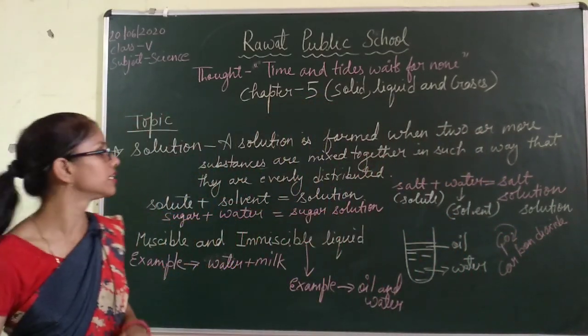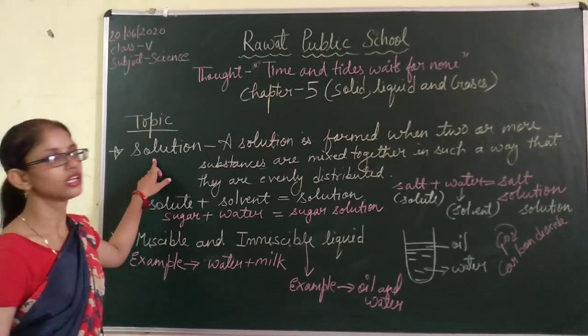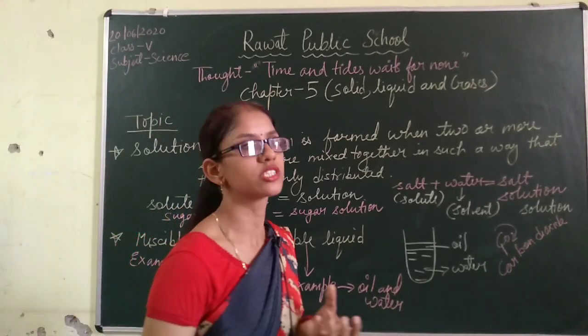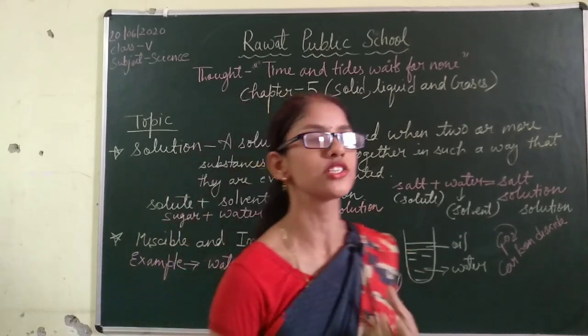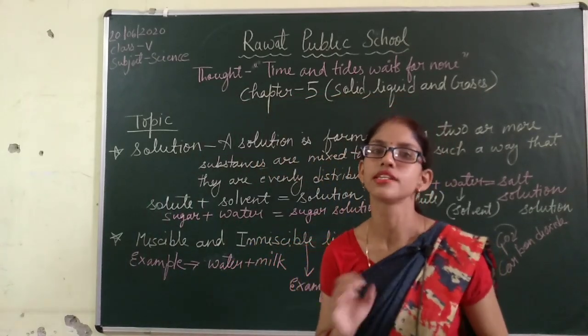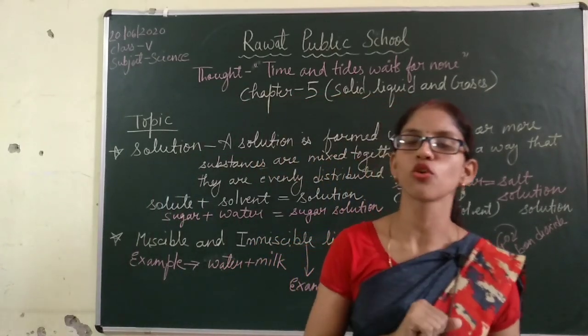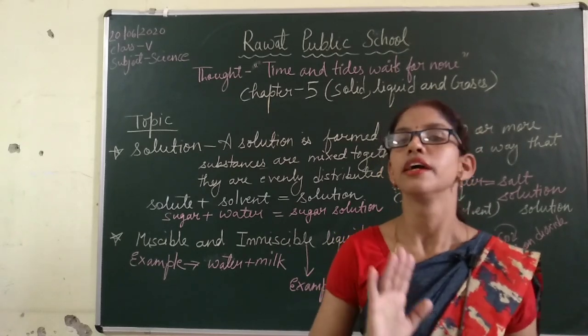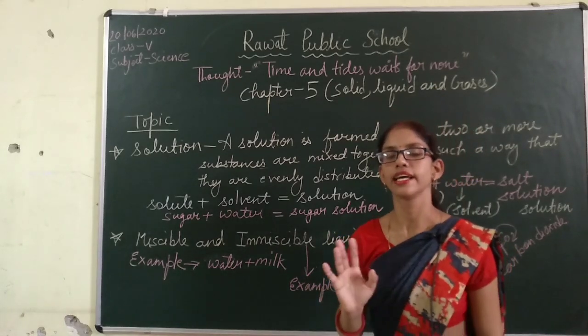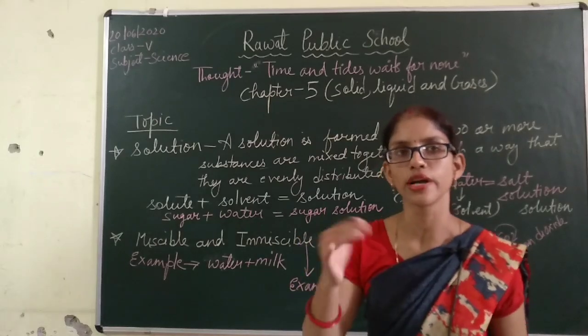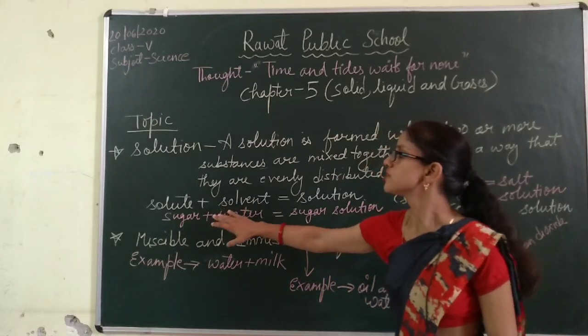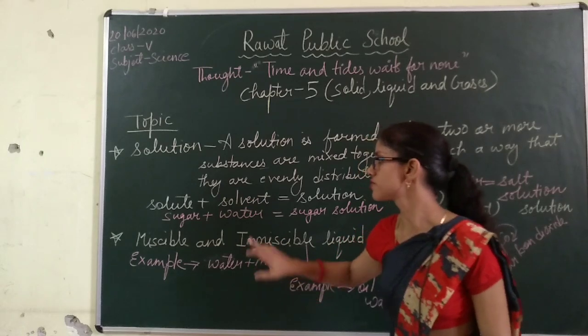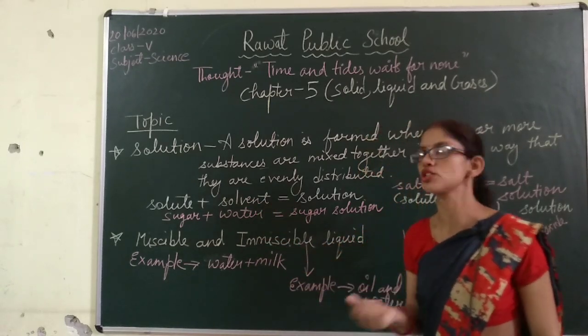Now in this topic we have discussed solution. A solution is formed when two or more substances are mixed together in such a way that they are evenly distributed, so that the sweetness and the saltness of the solution remain equal uniformly at every point, at the upper side or at the bottom side. Then the solute is the smaller component of the solution and the solvent is the larger component of the solution.